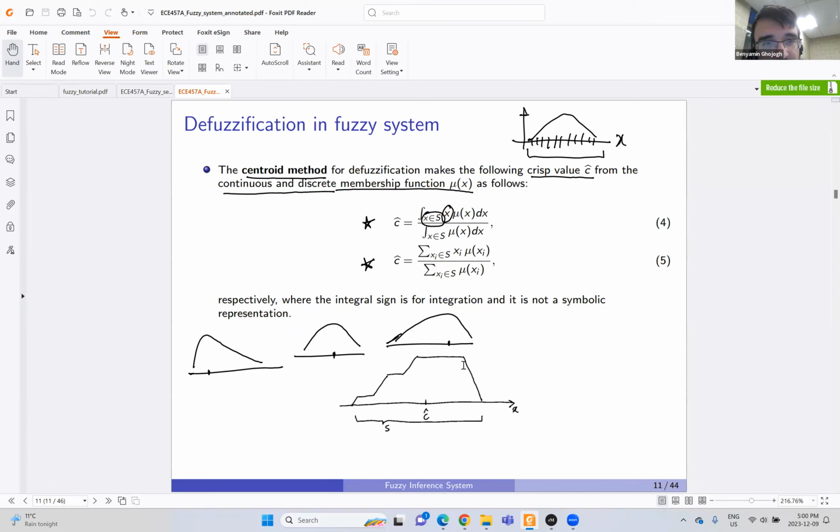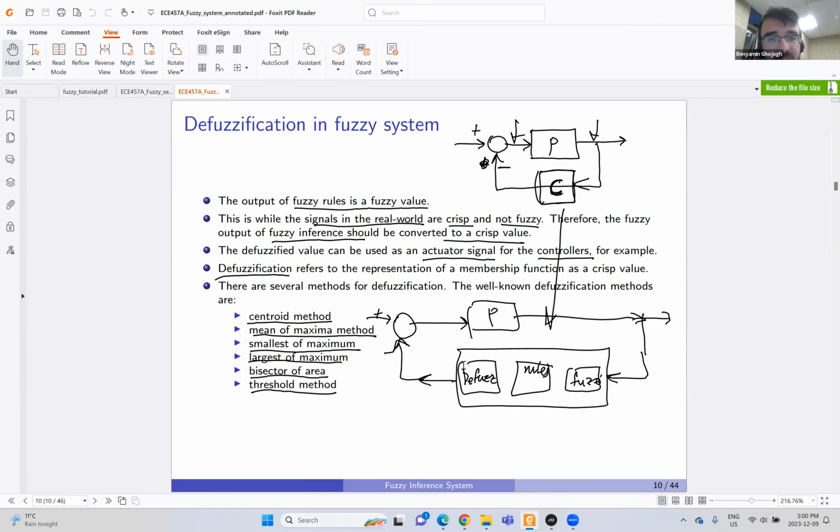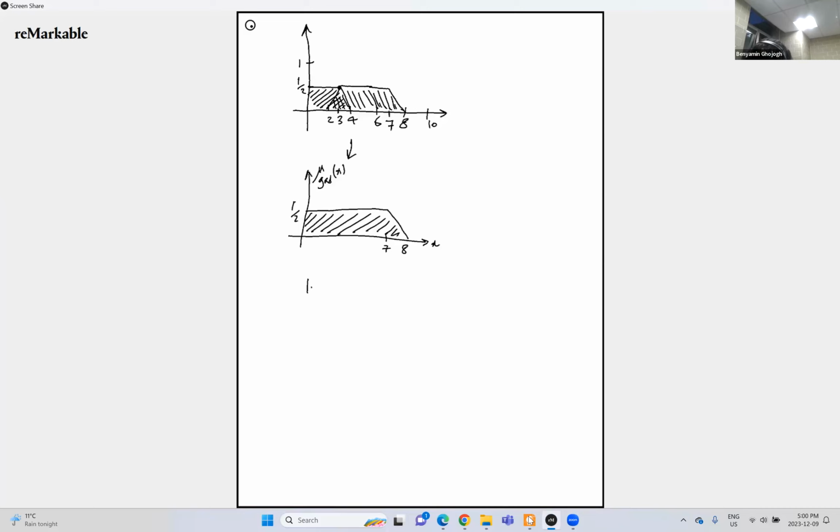Let me think. What about largest of maximum or smallest of maximum? You tell me. So the largest of maximum says it is 7. So the defuzzified will be 7, right? So the maximum is in this range, and the largest is 7. Smallest of maximum is 0 here in this case, right? What about the rest?